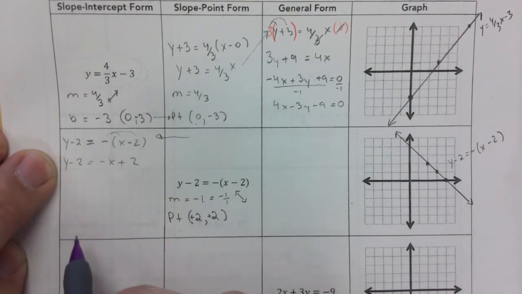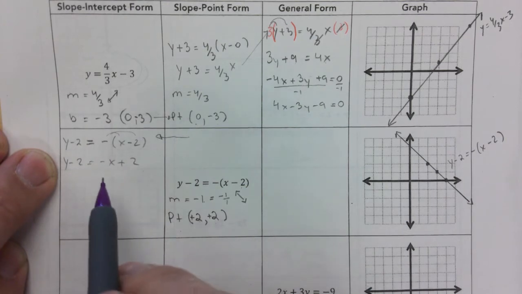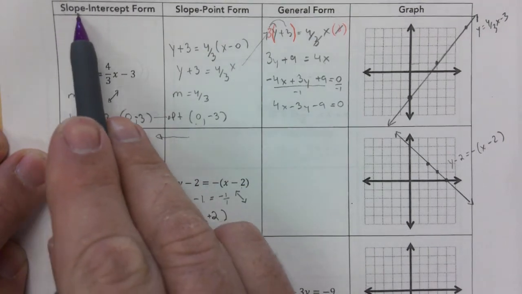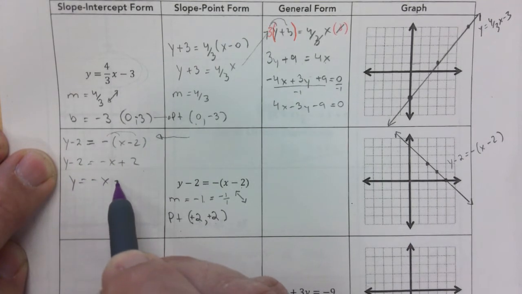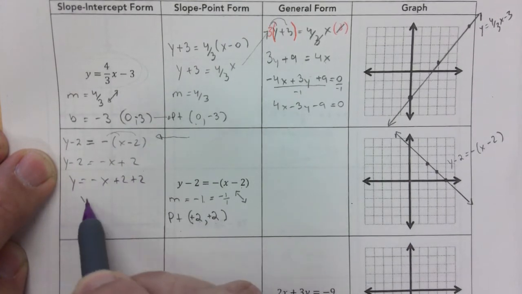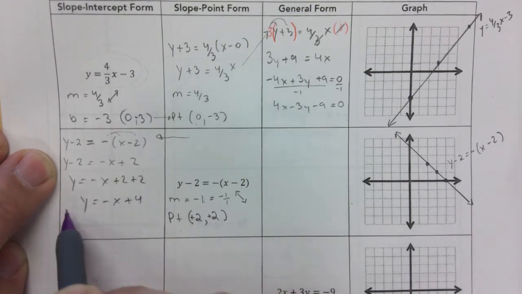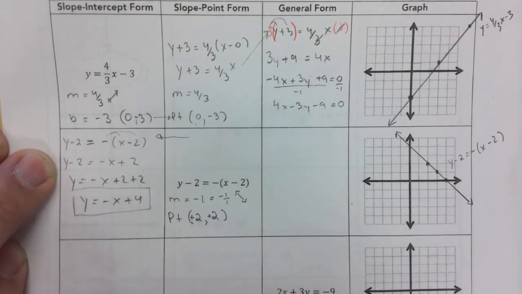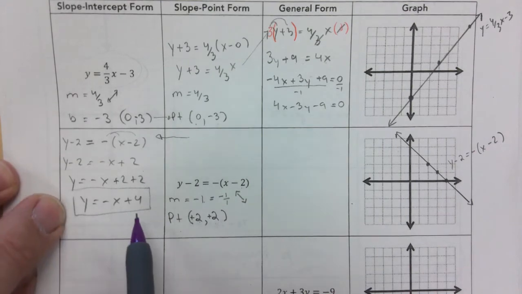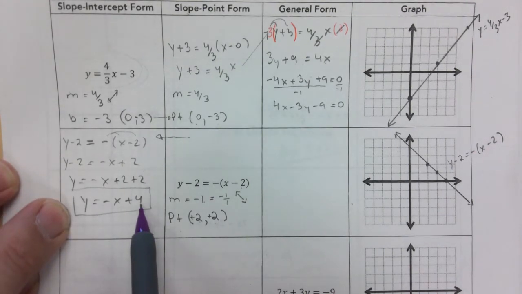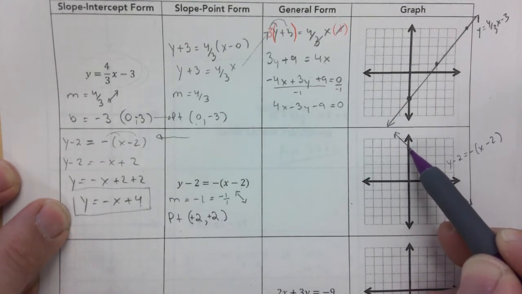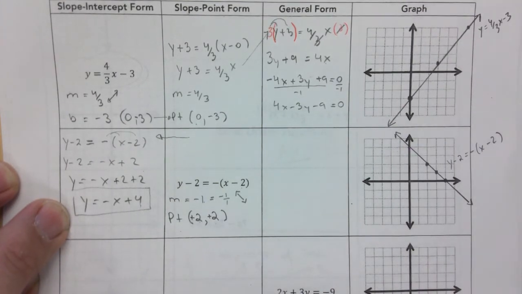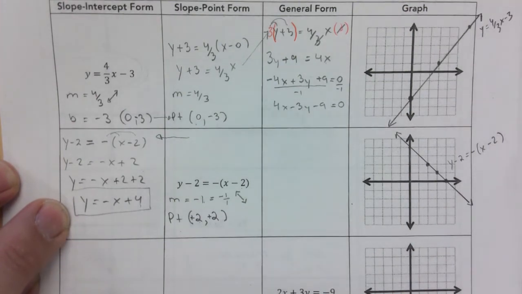Bring the 2 over, because we want to isolate y, right? That's the ultimate goal for the slope-intercept. Bring the 2 over. So it is negative x plus 4. Let's check. Is our y-intercept plus 4 in the graph? Absolutely, right? 1, 2, 3, 4. It's right there. Right? So it checks out. It should all jive, as people say, right? It should all jive.